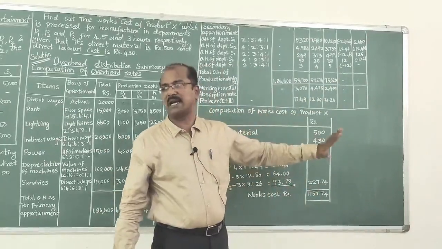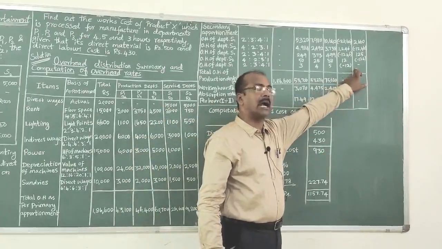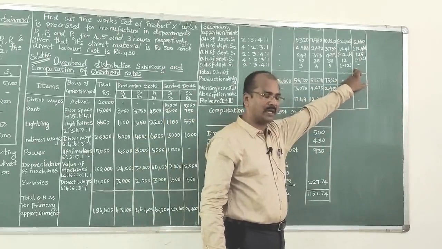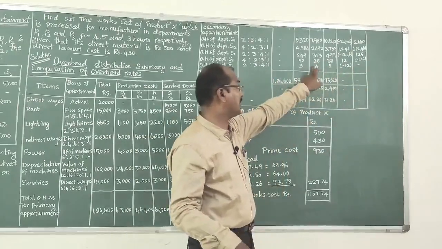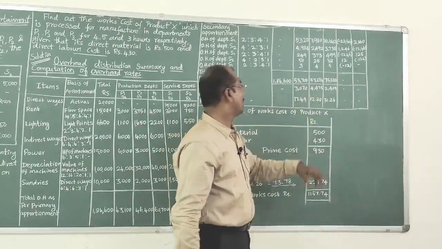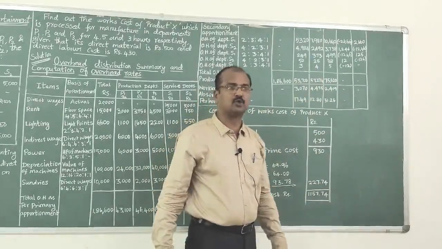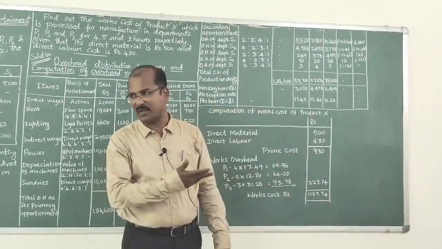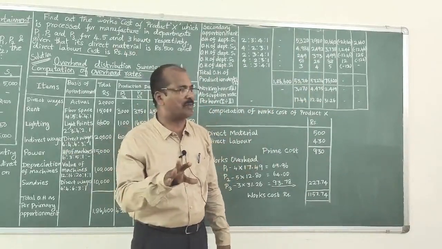But they have done it in such a way that they don't allocate or apportion any amount to the S2 department in this stage, and make sure that the overhead is apportioned only to the production departments. So 12 divided by 10 into 2, what does it come to? 2 rupees 40 paise. Am I correct? But they have written 3, to adjust and write the overheads only for the production departments.